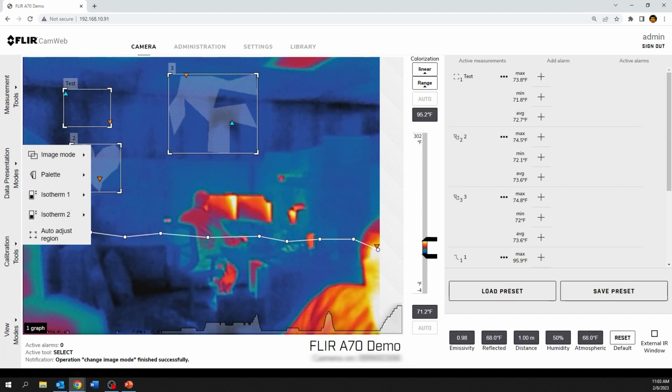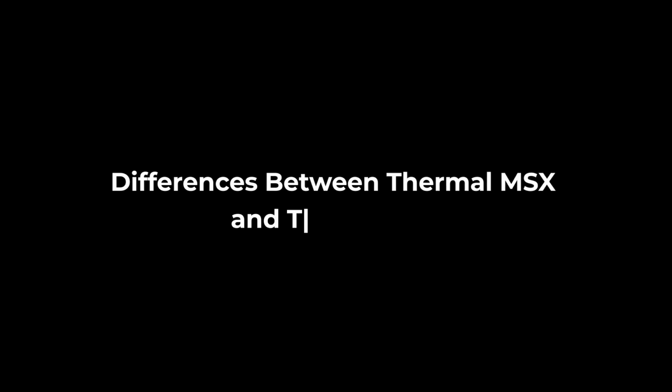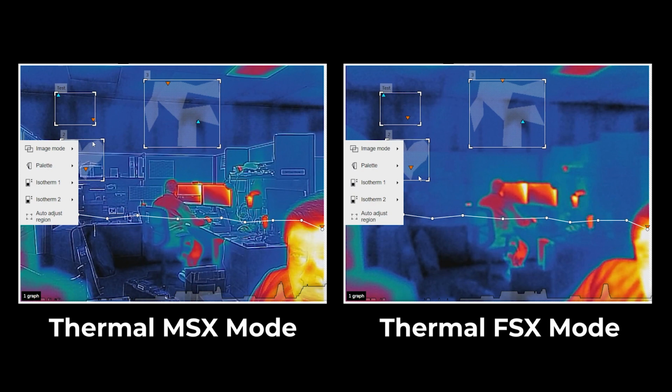Differences between Thermal MSX and Thermal FSX. One may wonder the differences between MSX and FSX modes. The FLIR Thermal MSX mode enhances the overall image by overlaying thermal data on top of a visual light image. The FLIR FSX mode enhances a specific area of the thermal image by fusing it with a high-resolution visual image.